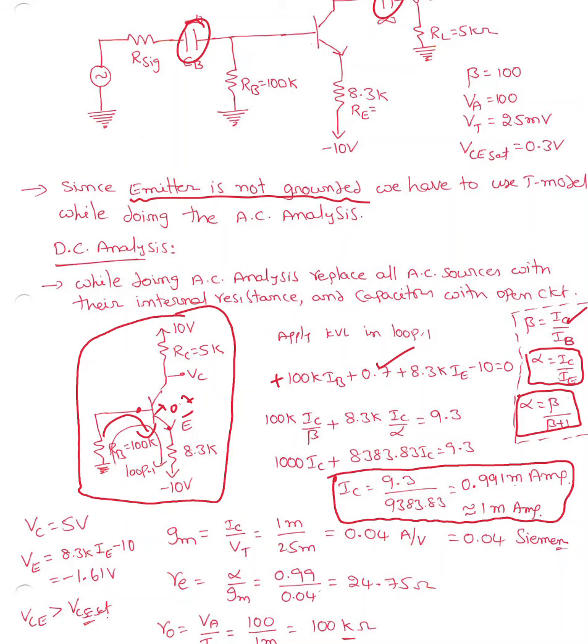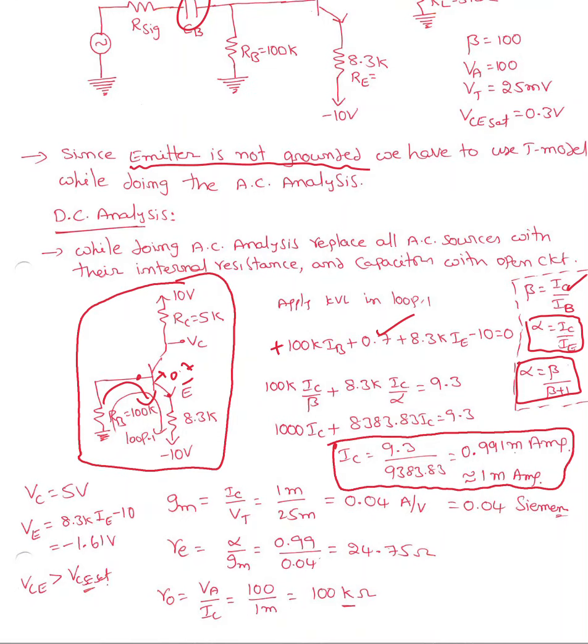From the DC analysis, make sure that this transistor is in active mode. By finding VC and VE, I found that VC minus VE is almost 6.61 volts, which is greater than 0.3 volts. So VCE is greater than VCE saturation. So this transistor is in active mode of operation.